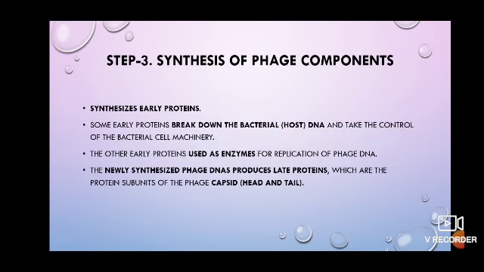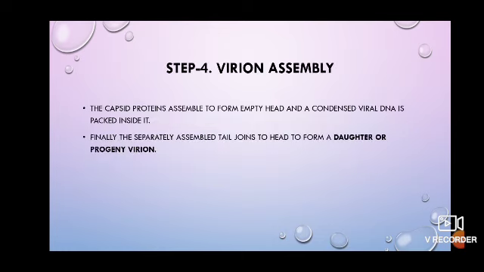Then the third phase is the synthesis of phage components. As soon as the phage DNA enters the bacterial cell, it starts synthesizing early proteins. Some early proteins break down the bacterial DNA, and other early proteins are used as enzymes for manufacture of the phage DNA. Then the newly synthesized DNAs produce late proteins. Late proteins are nothing but the capsid proteins of the virus, the head and tail proteins. Step 4 is virion assembly.